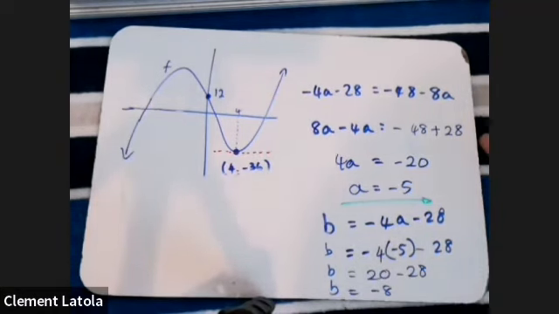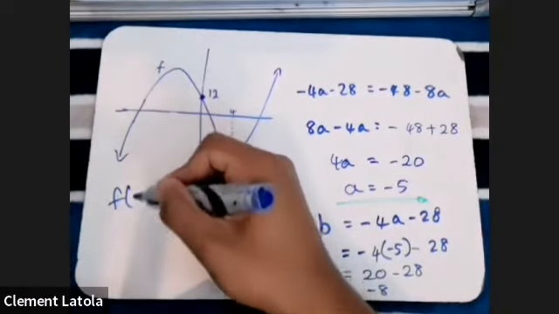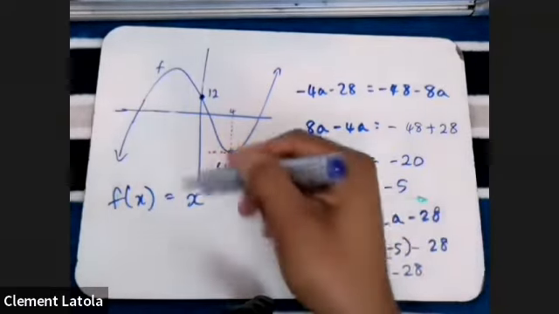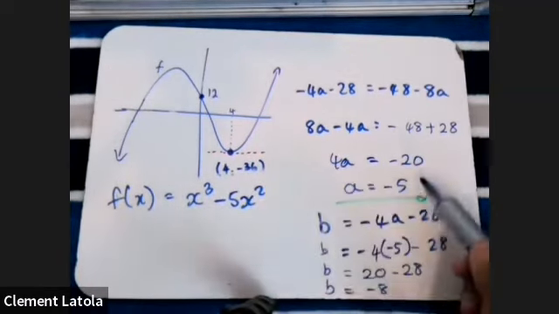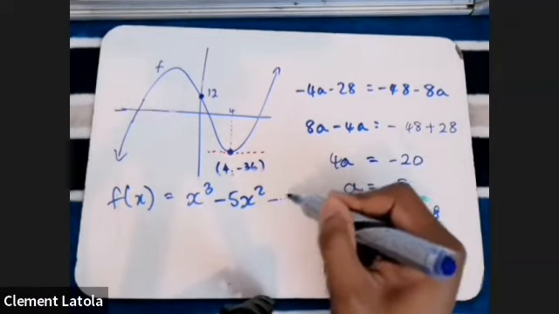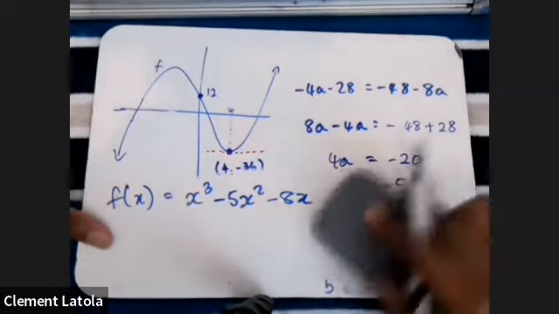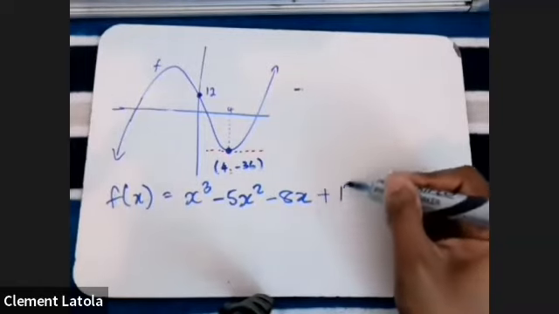Now, since we have all the variables, a, b, and we even found c, c was 12, let's now write out the full equation for this function. Okay. So f of x is equal to x cubed, with the invisible 1 in front, minus 5x squared, because a is equal to minus 5, minus 8x, that's b's value, and then plus 12. Plus 12, that's the last part.